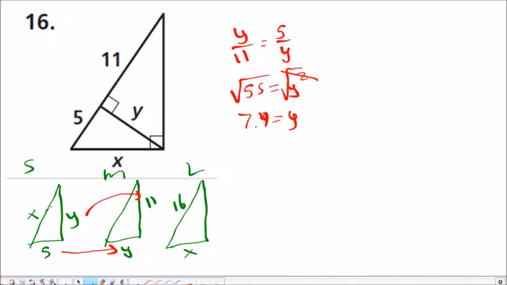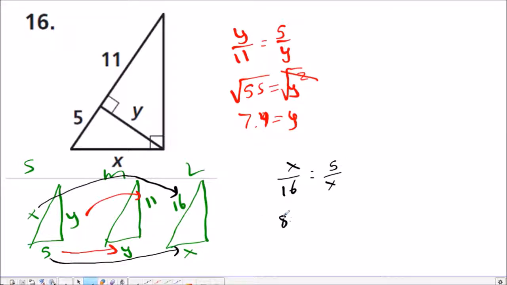And so what I'm noticing is if I go X right here, X can't go to there because there's no label there. So X must go all the way over here to 16, which means I'm now going to look for 5 to go with this X. Cool, that'll work. X over 16, 5 over X. A little bit of cross multiplying, 5 times 16. That gives me 80. Equals X squared.